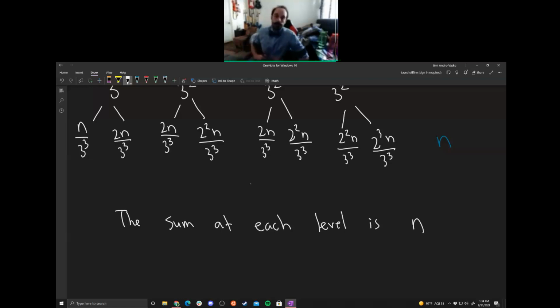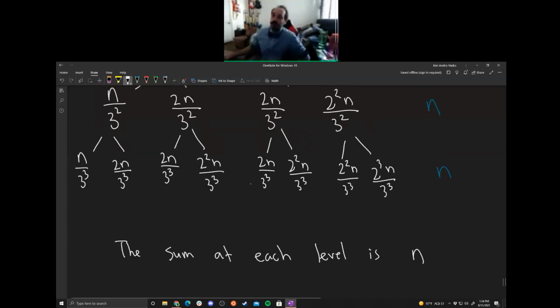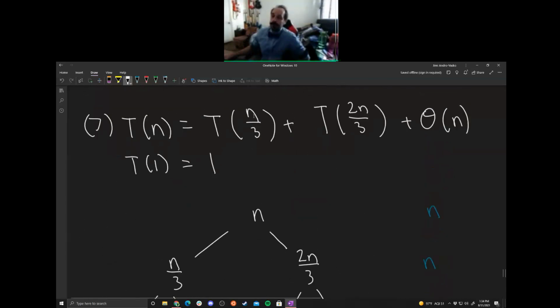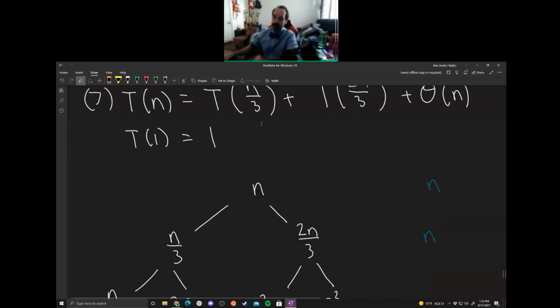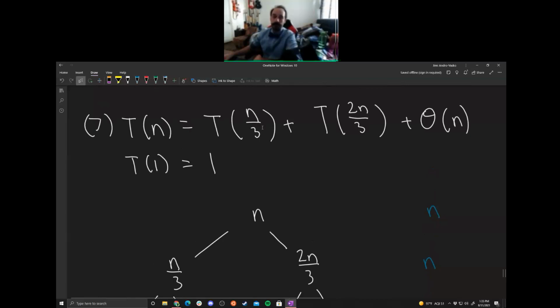And how many levels are we going to have in this case? Well, here we have n over 3, and here we have 2n over 3. So n over 3 is going to hit the base case sooner than 2n over 3. So this branch that goes the right direction is going to go a little bit further, because this will take more steps to hit that base case than doing n over 3. So in this case, instead of having log 3, it's going to be log 3/2 of n steps until we finally hit 1 or 0.